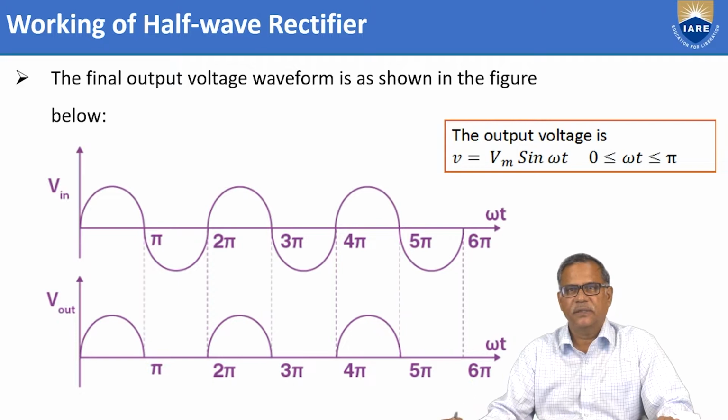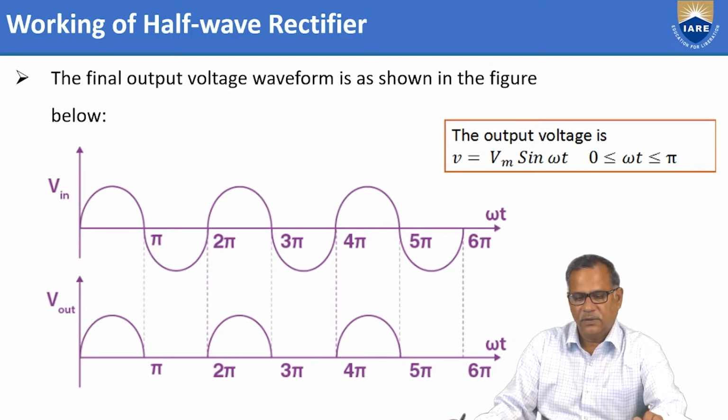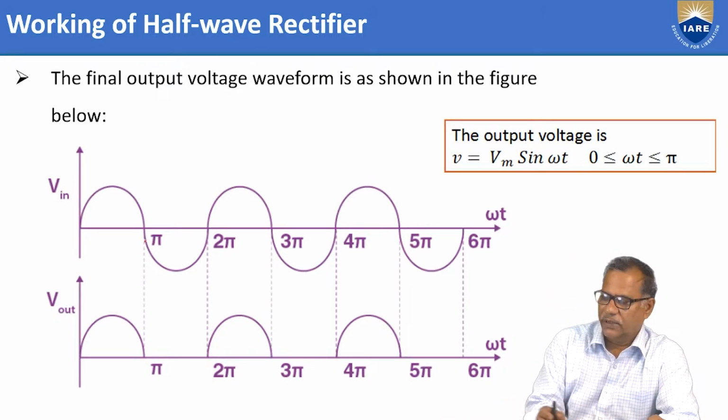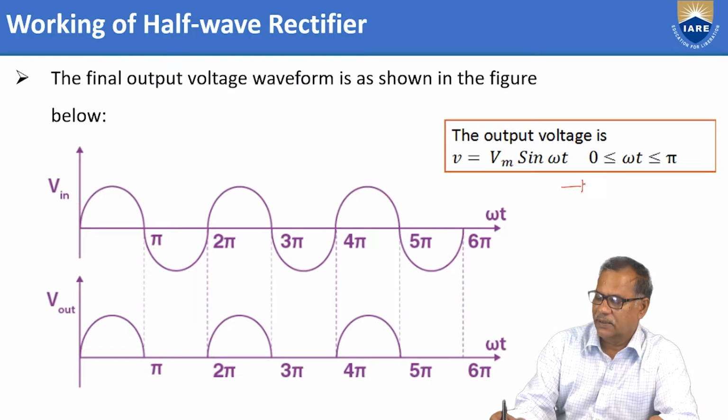So this is represented more elaborately here. Here this is the input voltage. If you take this as the diode and this is the load and this is the secondary coil of the transformer. Okay.